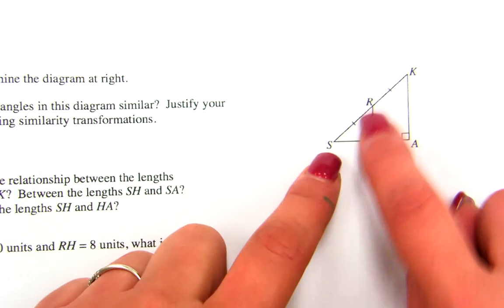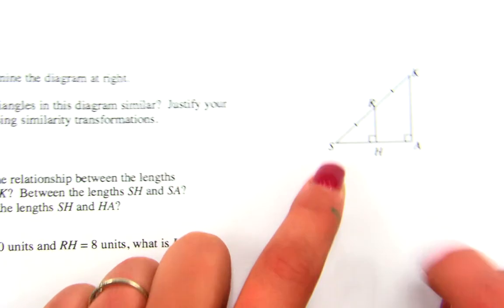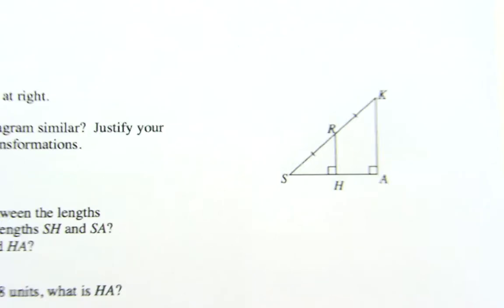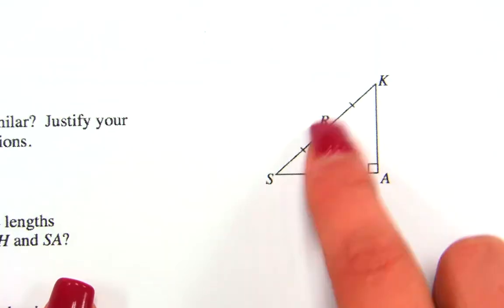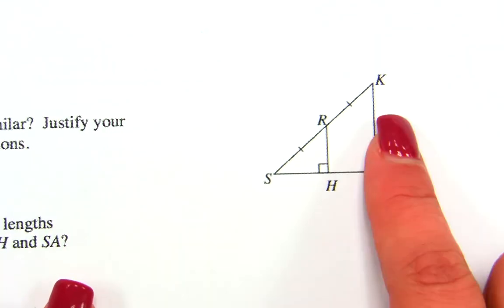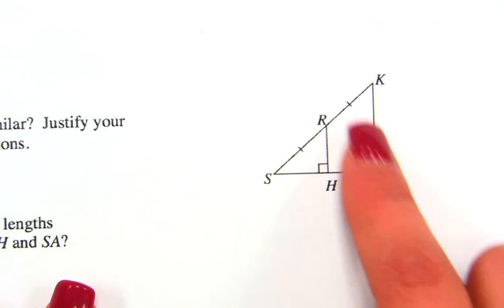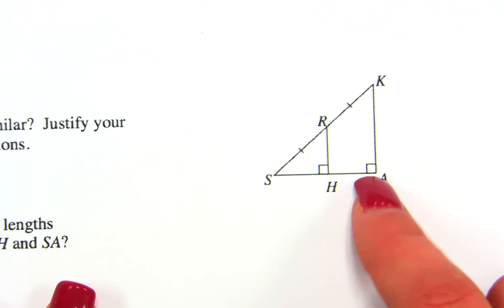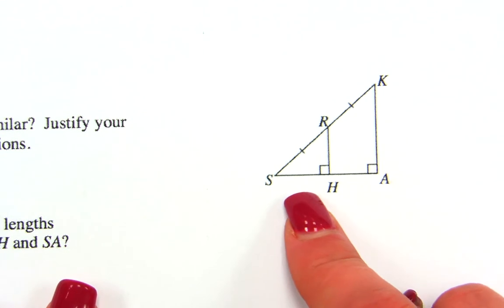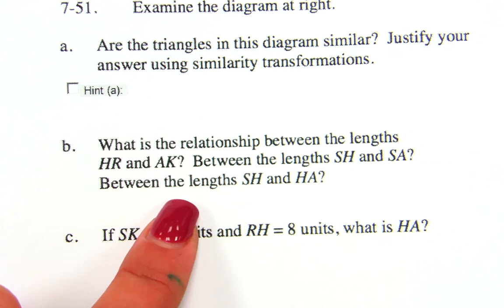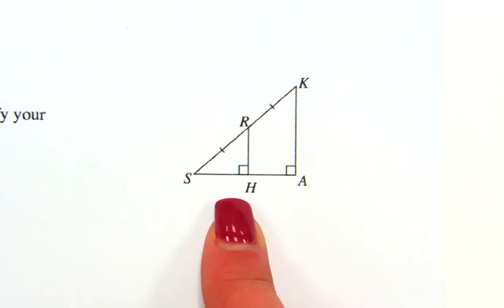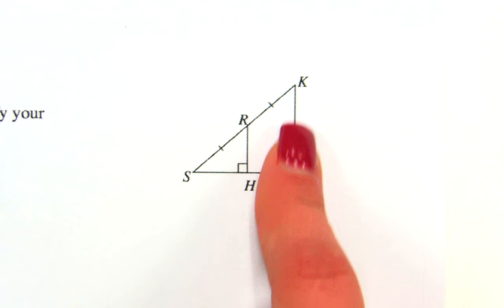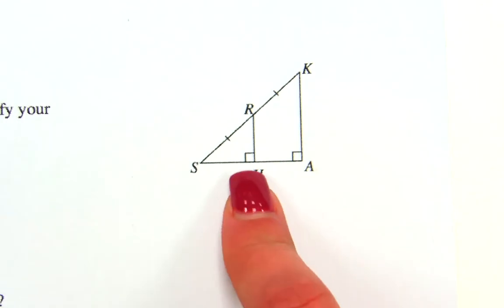So yes, they are. You can think of it, point S is going to stay static, and then the small triangle, SRH, well, actually, the big triangle is a dilation of the small triangle, so it's just a bigger version of the smaller one. And then it says, what is the relationship between the lengths of HR and AK? So AK is going to be double the length of HR.